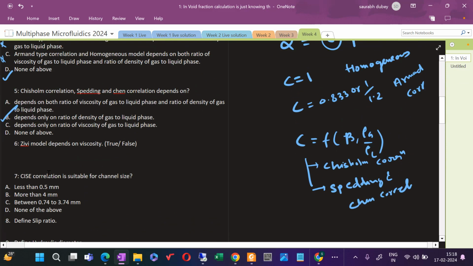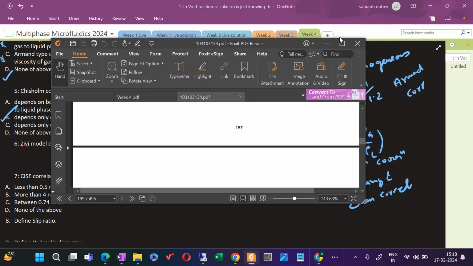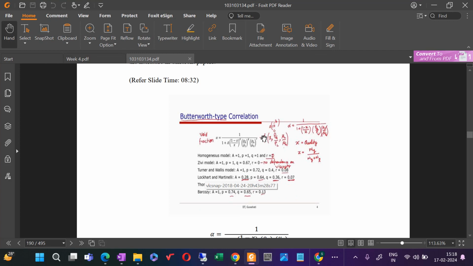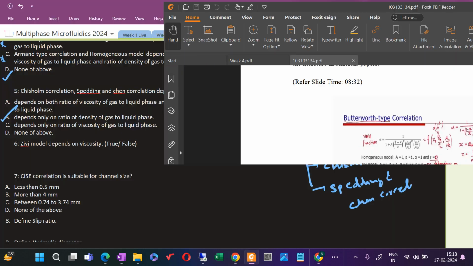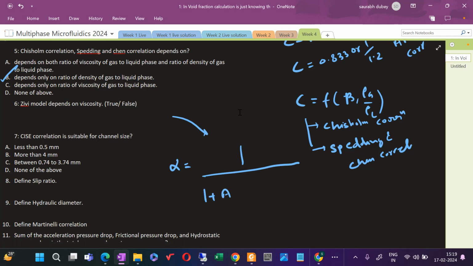The CISE correlation is suitable for what? Before that, you see this sixth question: the GV model depends on viscosity. So what is the GV model? If you remember, I will be telling you about this GV model. You see, this was under the Butterworth type correlation, and this GV model had different parametric values that will be in the expression for the void fraction. That was this alpha equals 1 upon 1 plus A times (1 minus x by x) to the power p, times (rho g by rho l) to the power q, times (mu l divided by mu g) to the power r. And these values for p, q, r and A were different for different models.